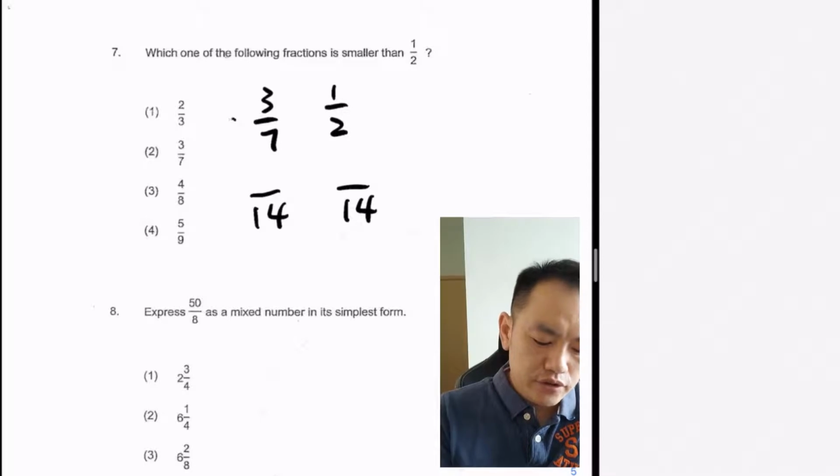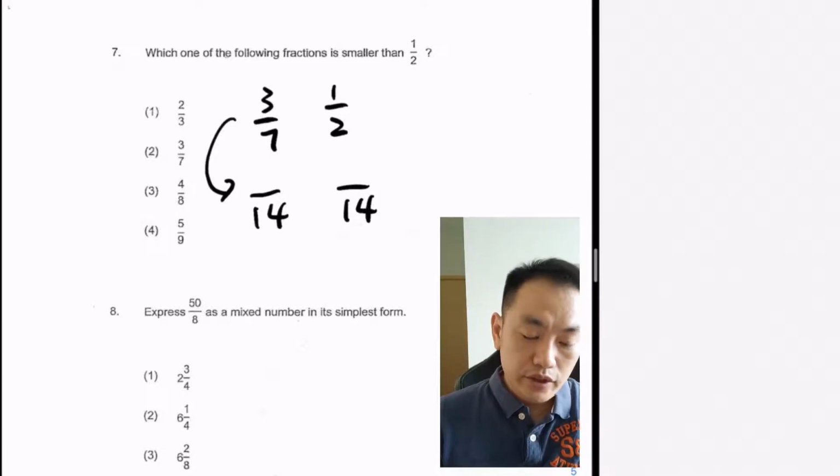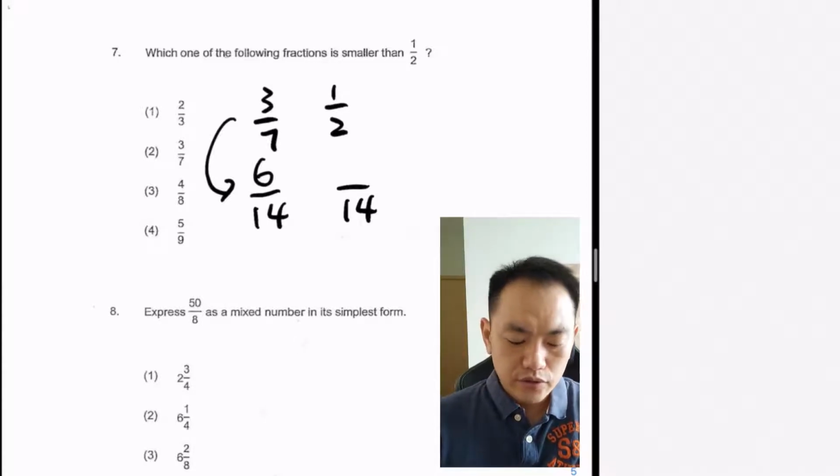So how do you change 3 out of 7 to something over 14? So 7 times 2 equal to 14. So whatever you do to the bottom, 7 times 2 equals 14, you do the same to the top. So the 3 also times 2. So this will be equivalent to 6 over 14.